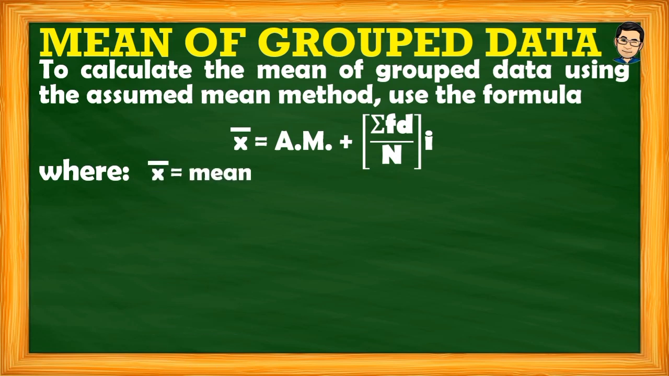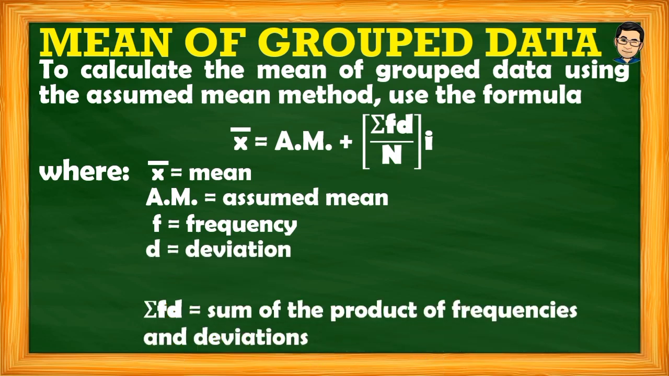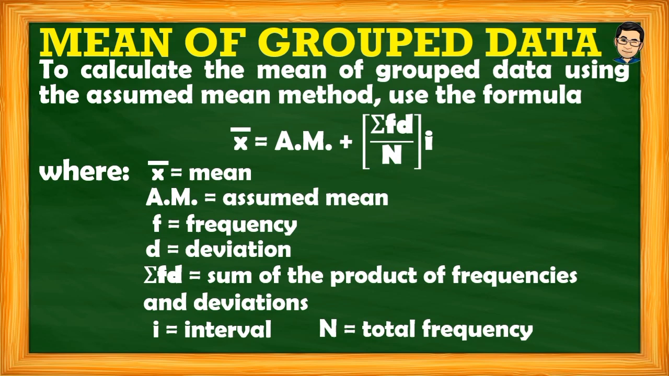So, yung una is yung x bar, that is mean. And then AM, that is assumed mean. F is frequency. And then D, deviation. And then summation of FD, that is sum of the product of frequencies and deviations. And then I is yung class interval. And then N is the total frequency.